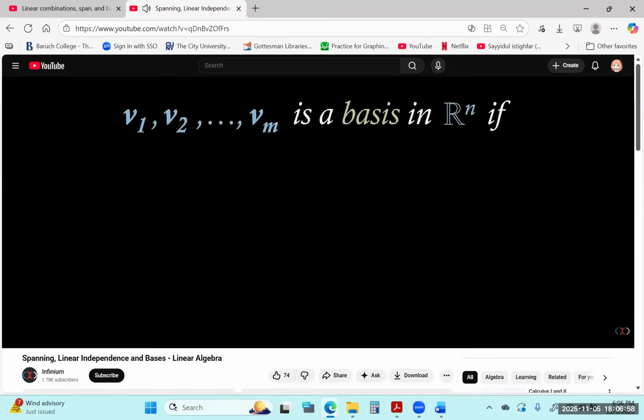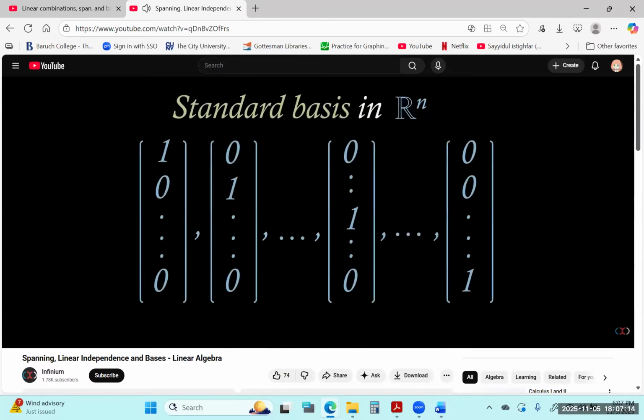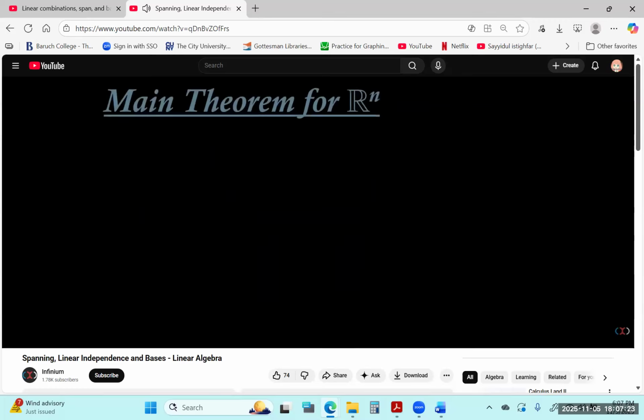Let's move on to the last definition of this video, looking at bases in Rn. So, if we have v1 through vm, we say it's a basis if v1 through vm spans Rn and v1 through vm are linearly independent in Rn. The most trivial basis of Rn is called the standard basis. Here, we have that the ith element of the ith vector equals 1 and the rest of the elements are 0. To conclude this video, let's contemplate the main theorem for Rn.